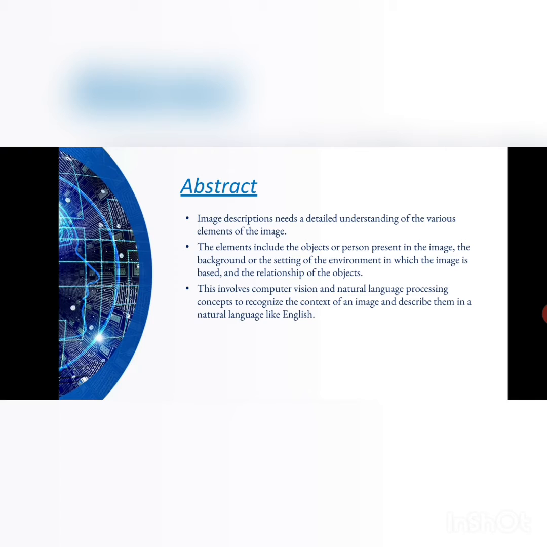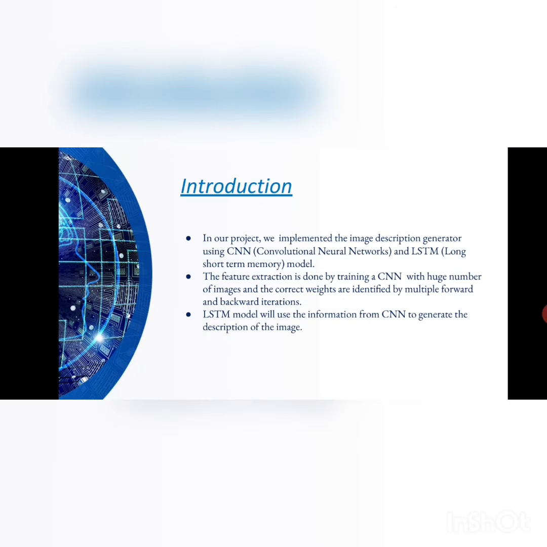Image description generation includes a detailed understanding of each and every element present in the image. We also need a clear understanding of the surroundings of the image. In our project, we use a convolutional neural network and a long short-term memory model. The features are extracted using the convolutional neural network, and using the LSTM model, we generate the corresponding caption.